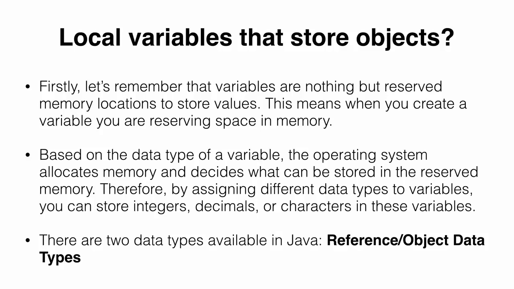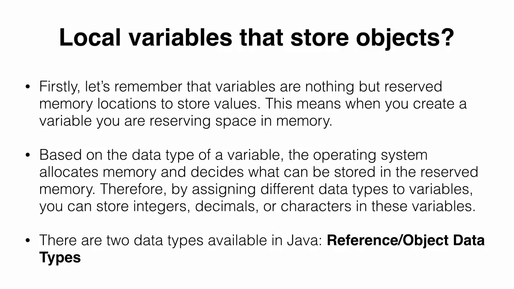Local variables that store objects. Firstly, let's remember that variables are nothing but reserved memory allocations. So these memory allocations are just put together as soon as we assign a variable. We keep a little bit of memory inside our assignment just to make sure it's ready for when we need that. So this means when you create a variable, you're reserving a space in memory based on the data type of a variable. The operating system and all the other things that come with it, the JVM, what particular version you're using, decides what can be stored in that reserved memory allocation. So therefore, by assigning different types to different variables, you're storing integers, decimals, or characters in these variables. We store it based on that size.